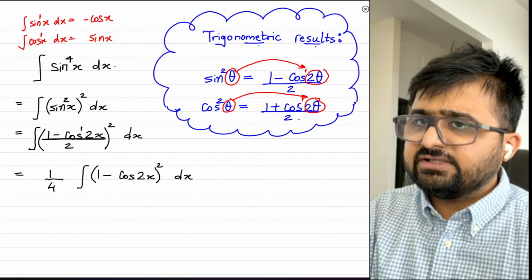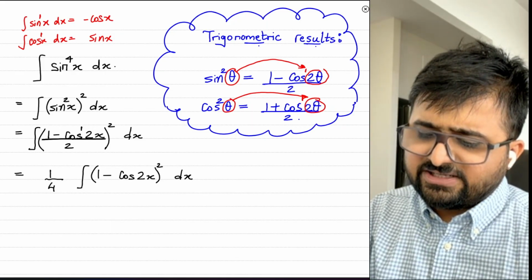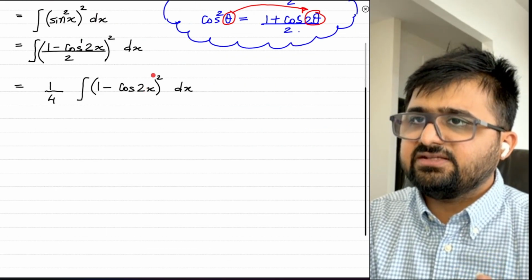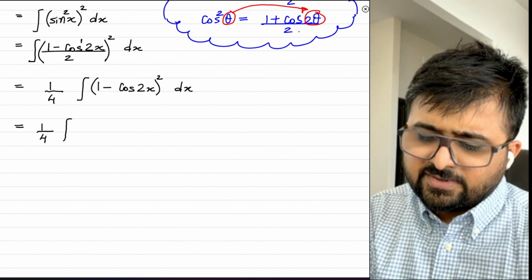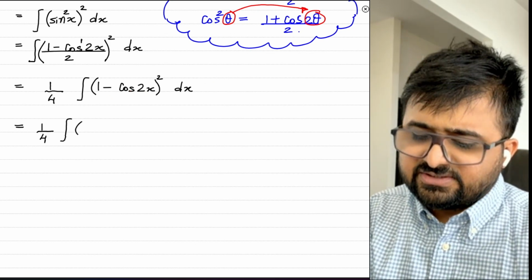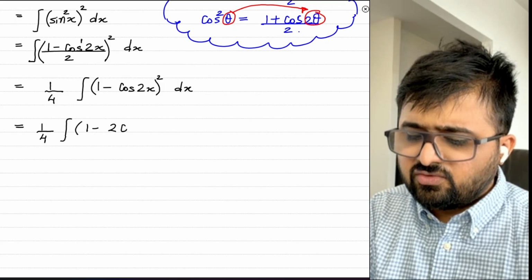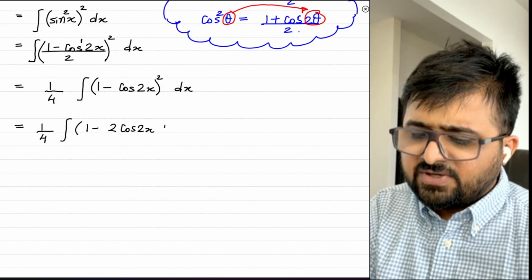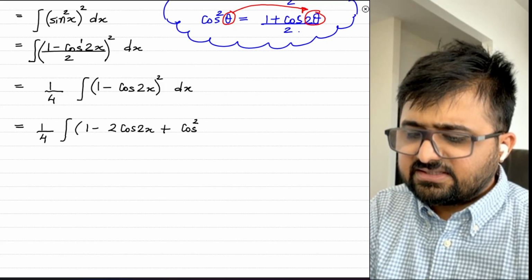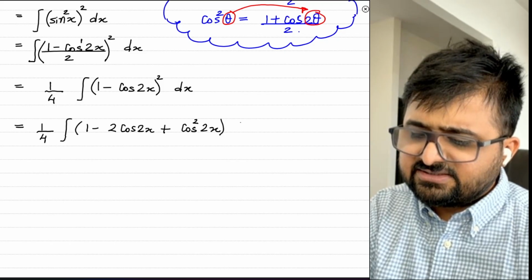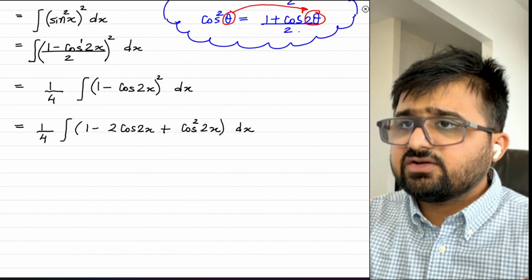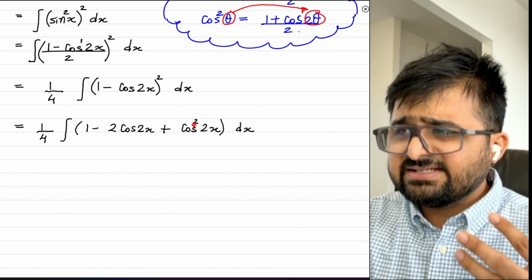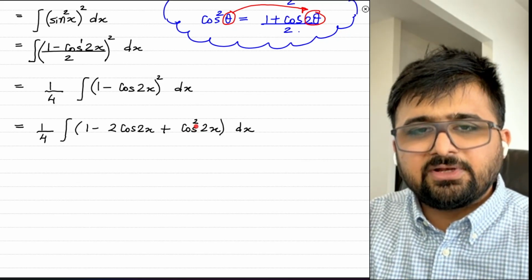Now, in order to further solve this, we'll have to expand that square using a minus b the whole square. So the function will become a square minus 2ab plus b square, that is, 1 minus 2 cos 2x plus cos square 2x. Notice that there is another cos square 2x in the function. It is still power 2, and there is no standard formula for power 2.